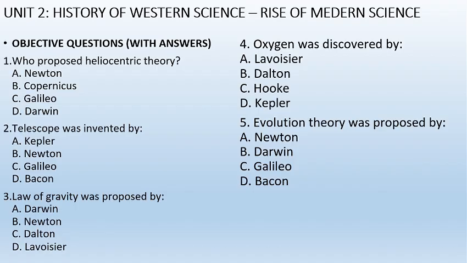If it is A, just say your option. If it is B, say your option. If it is C, if it is D. Who proposed heliocentric theory? Just Oluwatosin, just unmute yourself and talk. B. So Copernicus. Nicholas Copernicus was the one that proposed heliocentric theory. So the second question, telescope was invented by who?